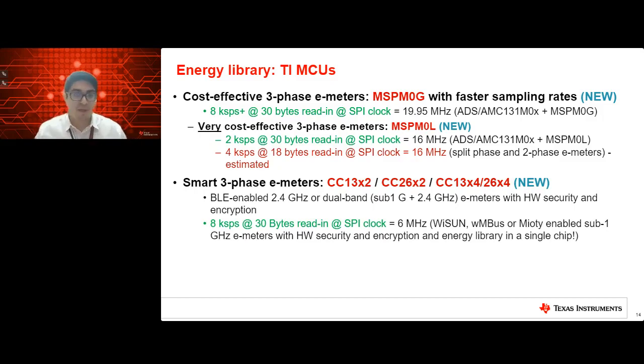Now on the smart metering side, this is if you need BLE-enabled 2.4 gigahertz or the sub-1 gigahertz or even both, or hardware security and encryption. That's where you would actually look at our family here. These are some of our wireless MCUs, and they've been tested in many different end equipment designs. So we've been able to successfully get our energy library ported to these wireless MCUs as well, so that you can evaluate these in case you need more of the high end there with the hardware security encryption or the wireless capabilities. We've been able to get it up to 8 kilosamples per second with a 6 megahertz SPI clock.